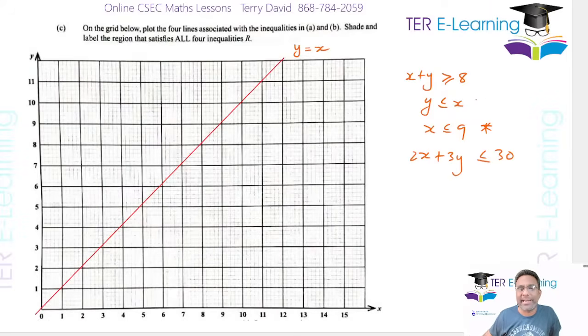I also have to draw the line x equal to 9. So what I'm going to do, I'm going to draw the lines first, and then I'm going to shade the correct region. So this one here, x is equal to 9, is this line here. You have to draw a vertical line. A vertical line is x is equal to something. So this line here is x is equal to 9. What else we have to draw? X plus y is equal to 8 is going to look like this. It's going to pass through this point here, 0, 8, and pass through this point here.